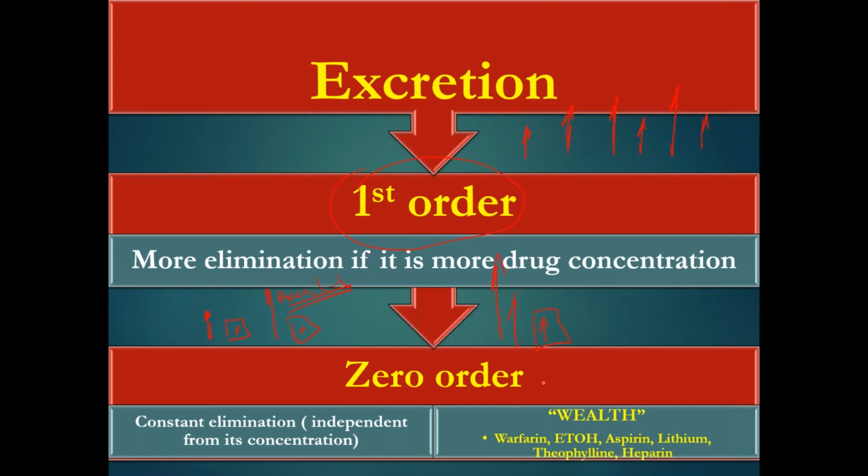And actually we have, for example, warfarin. Warfarin is one of these. If you take warfarin, that's why it's very difficult. That's why we have an antidote for warfarin. If you take warfarin, the same amount is going to be eliminated every time. So that's why it's very dangerous. Warfarin, lithium, theophylline, heparin, aspirin, alcohol.